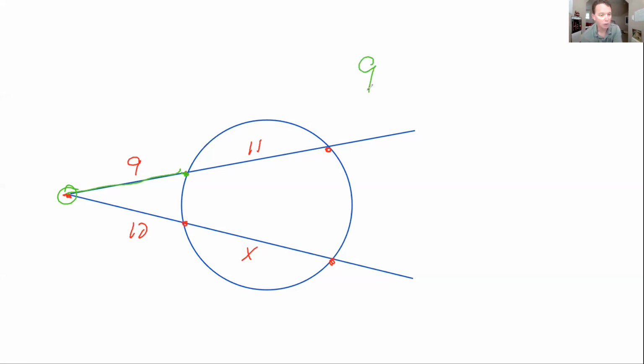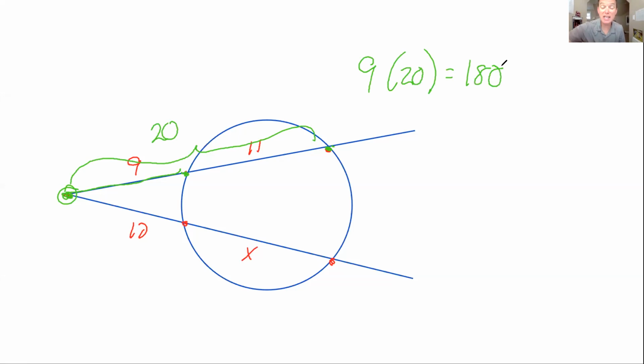Cool. Now, look along the same line. What's the distance here? And if you want to say 11, don't, because it's not 11 from this intersection point to the edge. That distance right there is 20. So 9 times 20 equals 180. You see how easy this is to get wrong? It's okay, I got you.